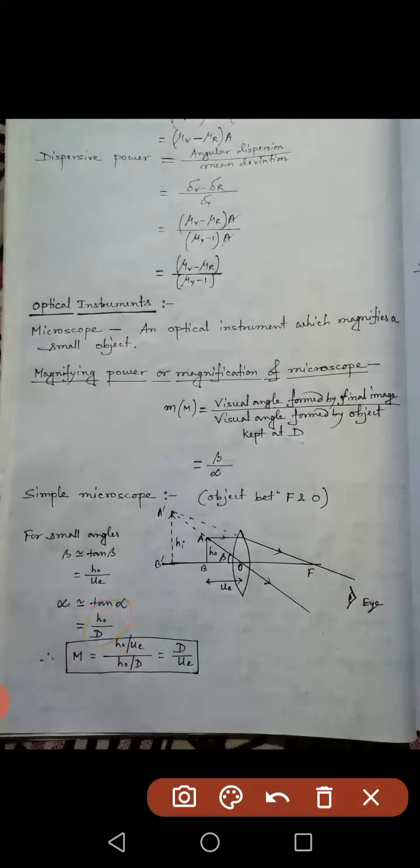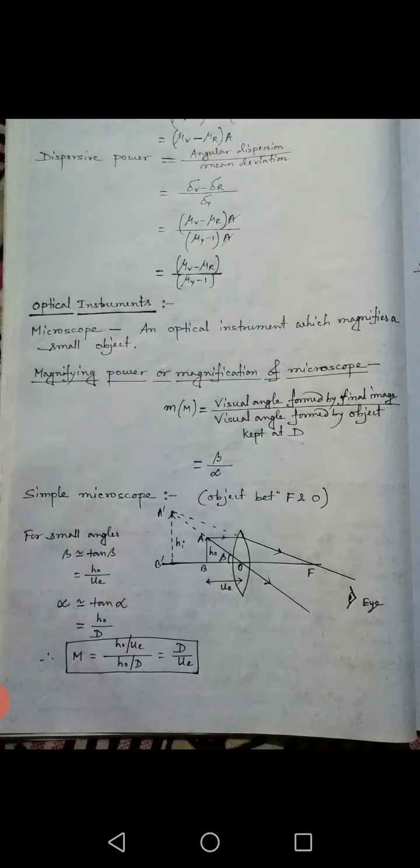Now if you take the ratio for m, beta by alpha means tan beta by tan alpha, h naught gets cancelled, we get D by UE. This is the general formula, but there are some special cases. General formula is D by U. Now let us see. Okay, case 1, special case.